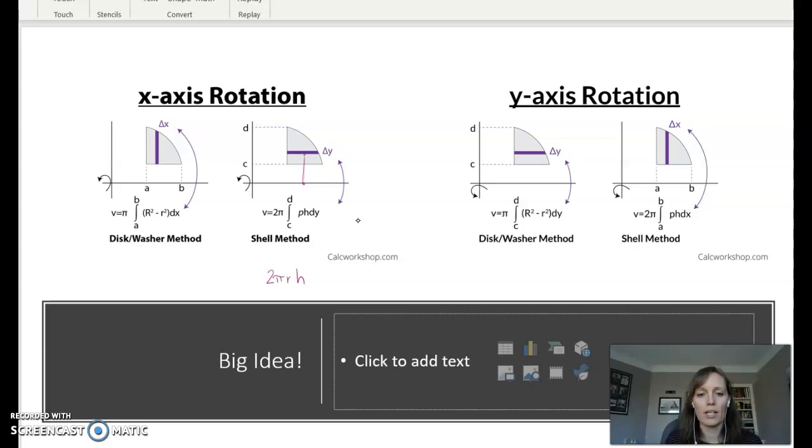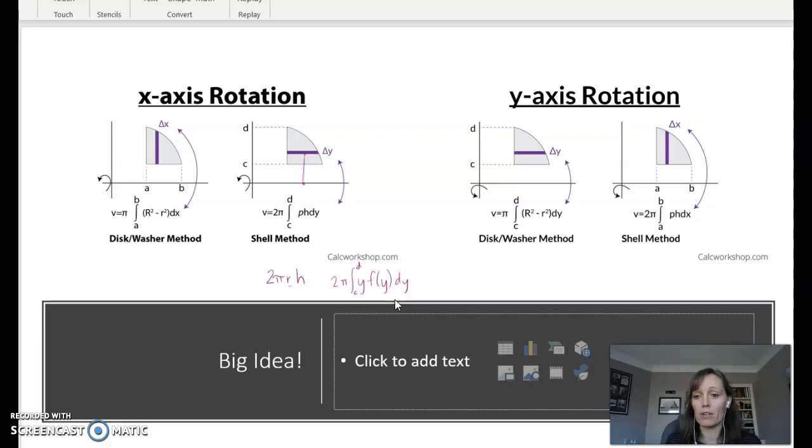And so what we have here for a rotation around the x-axis would be 2 pi times that radius, which is going to typically be just y if we're rotating around the x-axis and not some horizontal line, times your function in terms of y. Okay, and your bounds are going from c to d. Remember that your bounds would also have to be in terms of y.